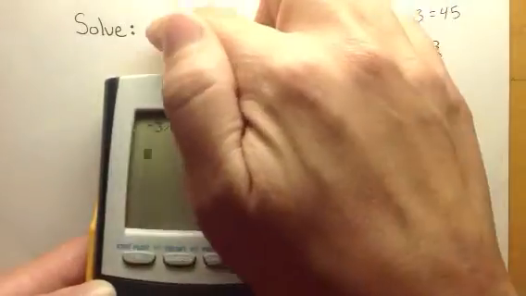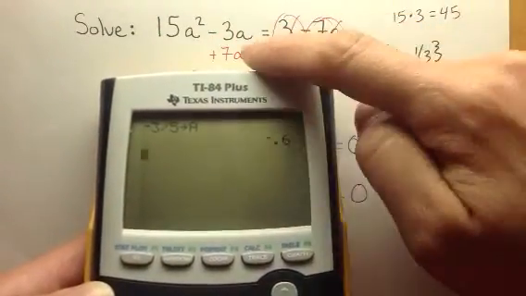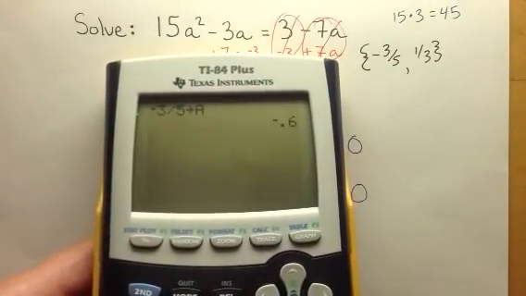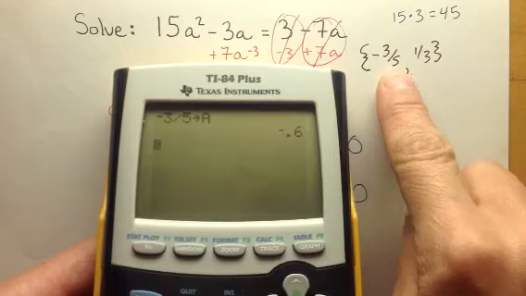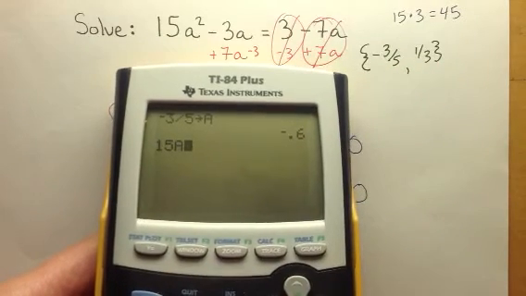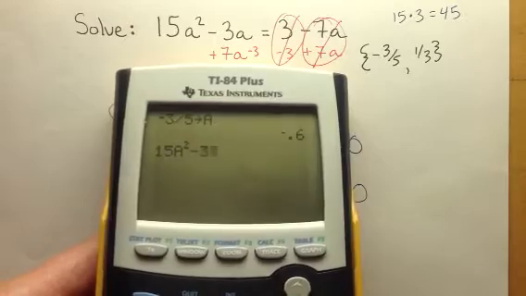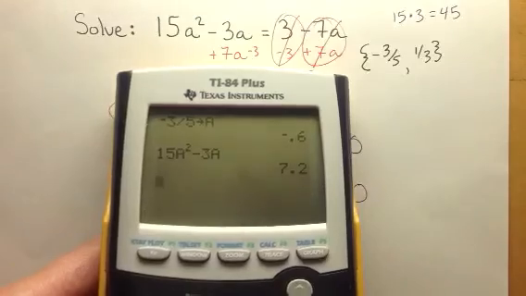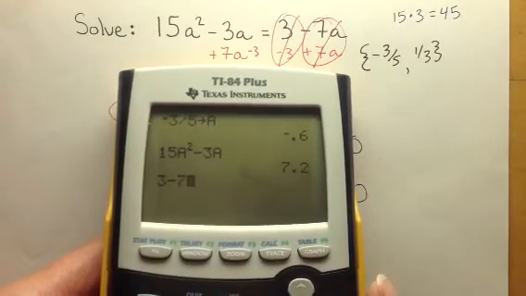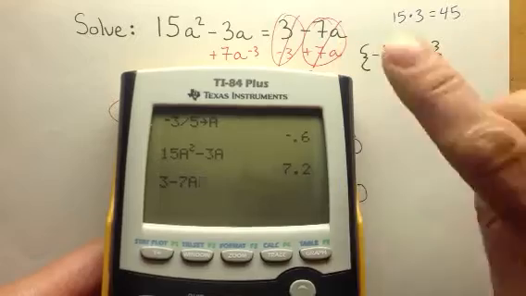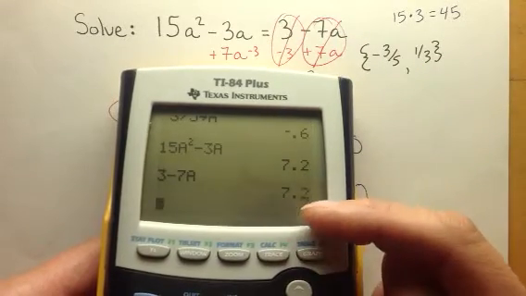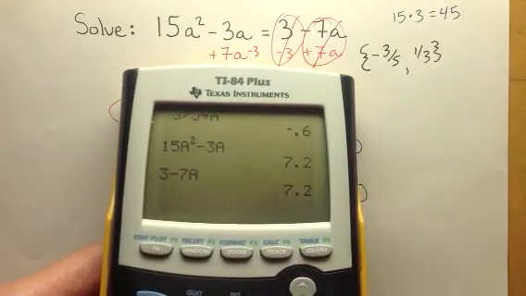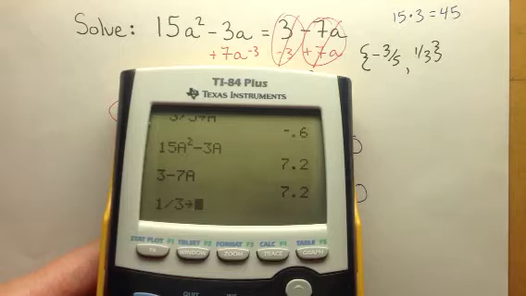So I'm going to enter the left side and I'm going to enter the right side, and they should be the same. I have a's on both sides, so I'm just going to use my calculator to do this. I stored my first solution and I've got 15a squared minus 3a. Find out what the left side equals, and now 3 minus 7a. Find out what the right side equals, and they're equivalent. Okay, so that means that this is a correct solution. Now I'm going to do this one. I'm going to check both my solutions.